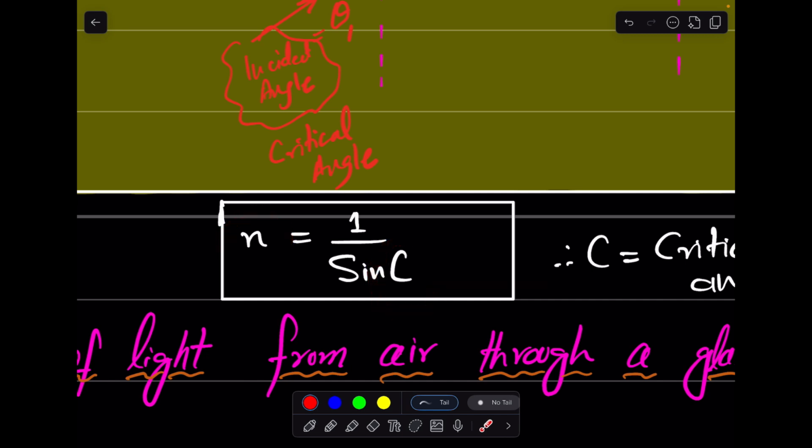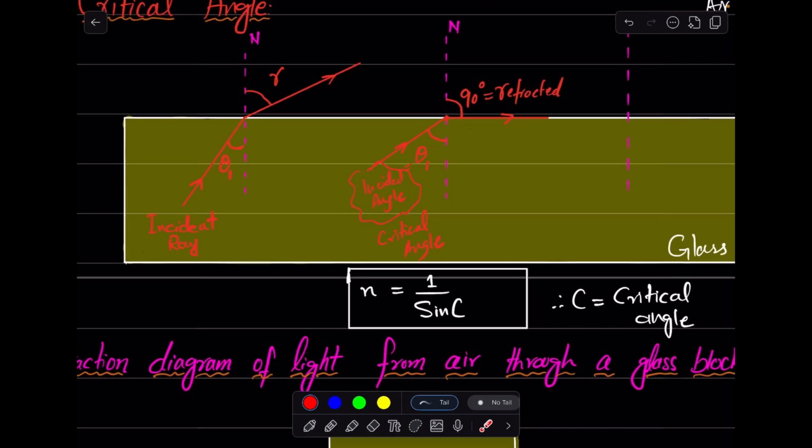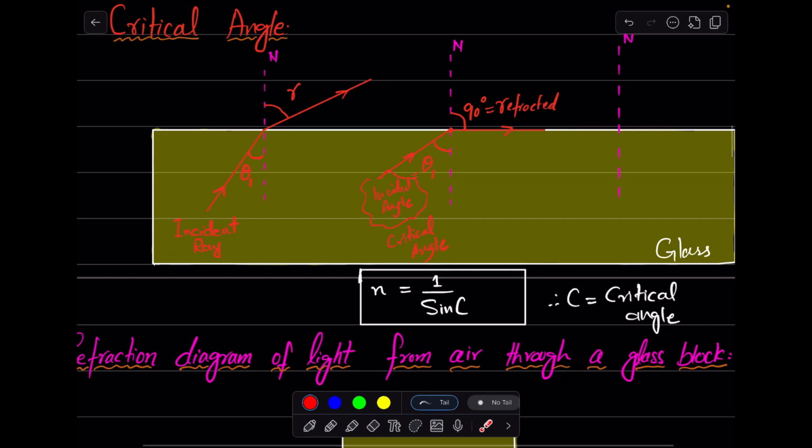It means the critical angle of the medium changes with respect to the refractive index. For different materials, the critical angle is different, and that defines the property of the medium. Like for diamond, for glass, for water, the critical angle is different. So at that particular angle, the ray of light after refraction starts moving parallel to the boundary.